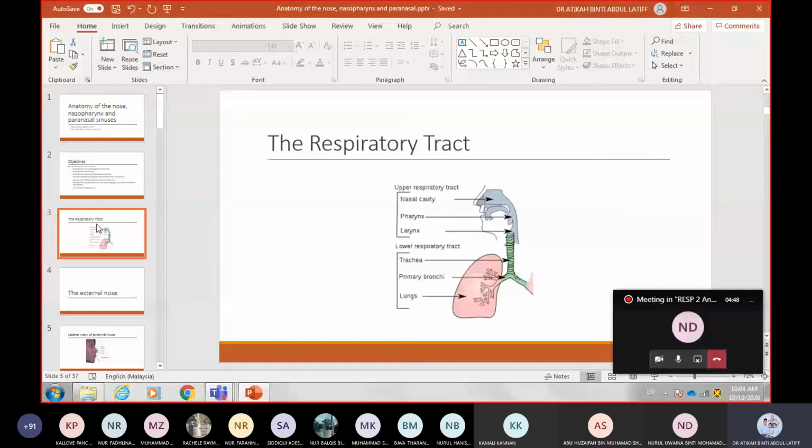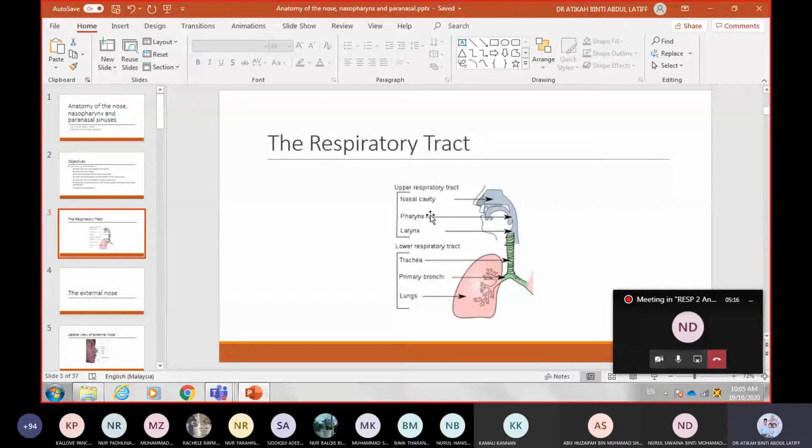So you have 4 paranasal sinuses that you need to know, and also the nasopharynx. Okay, so this is your respiratory tract. It is divided into upper and lower respiratory tracts. Okay, so in your upper respiratory tract, we have the nasal cavity, pharynx, and larynx. So in this lecture, we will cover nasal cavity and one part of the pharynx. How many parts of the pharynx do we have? 3. 3, good. Okay, so we will only cover the nasopharynx, the first part of the pharynx in this lecture.